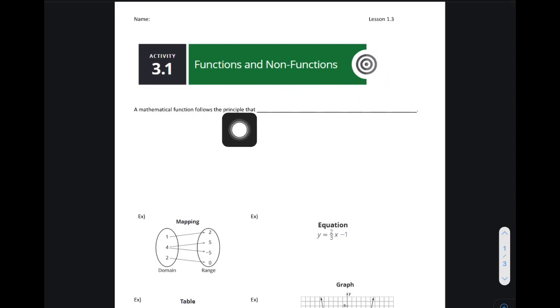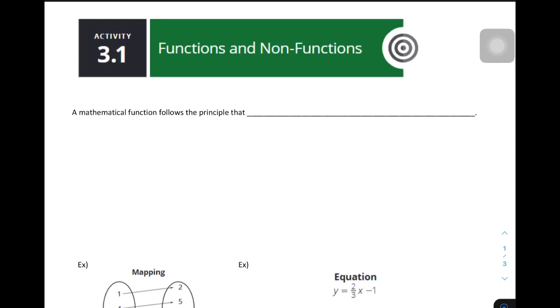A mathematical function follows the principle that you may have learned this definition before. Definitely in 8th grade at some point it's taught, so if you remember it, awesome. If you don't remember it, not the end of the world. That's what we're doing these videos for.